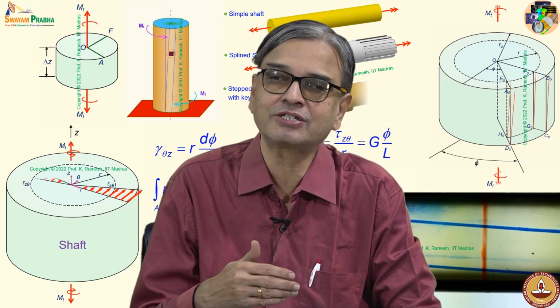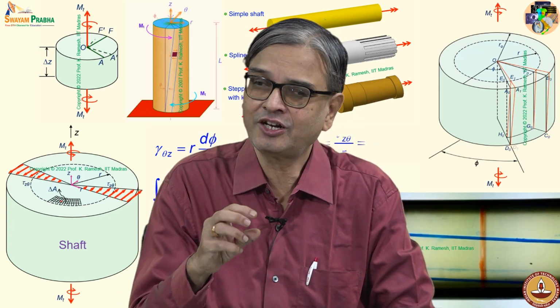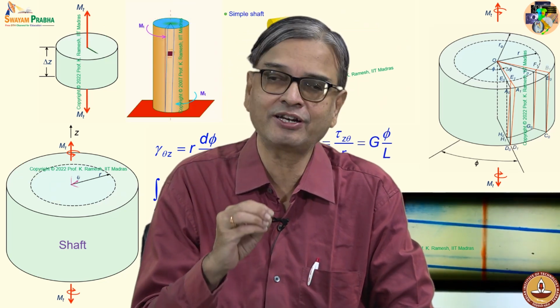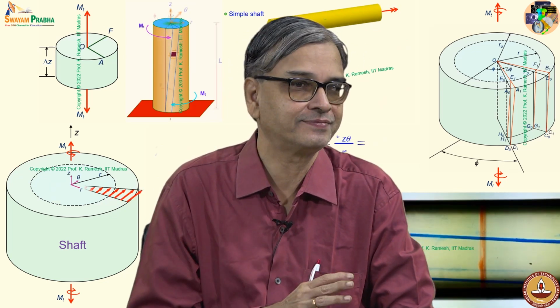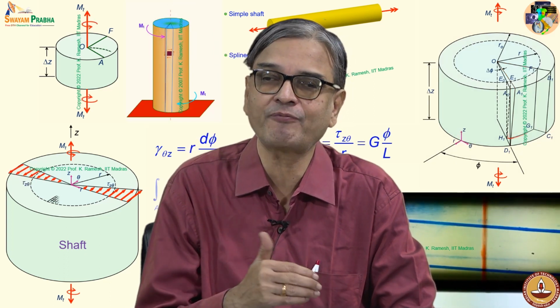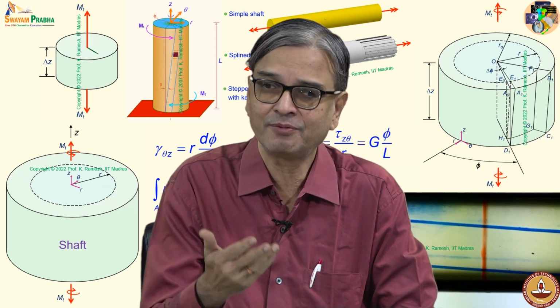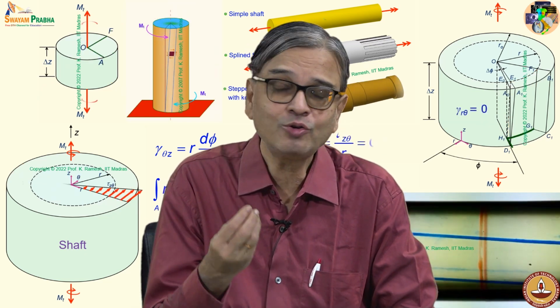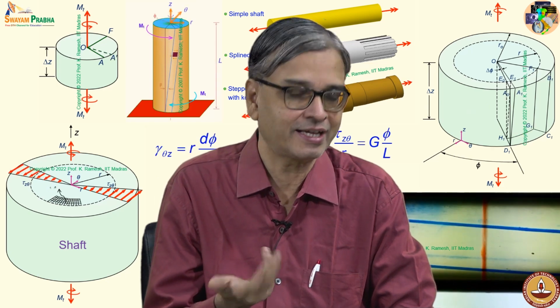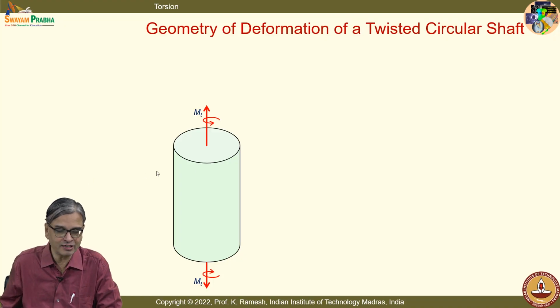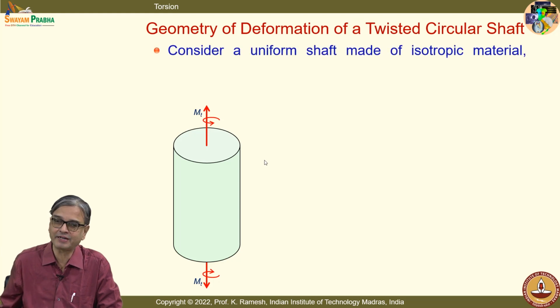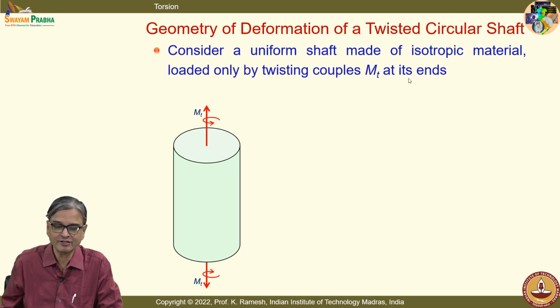See, in the learning process, experiential knowledge is very important. It is also very simple, provided you have access to soft material. Suppose you do not have access to soft material where the deformations can be visualized at perceptible levels, then you have to do a thought experiment. Okay. And what we are going to hang on to is, this is an isotropic material. Fine. It is an isotropic material, that is very important. It is loaded only by twisting moment Mt at its ends.